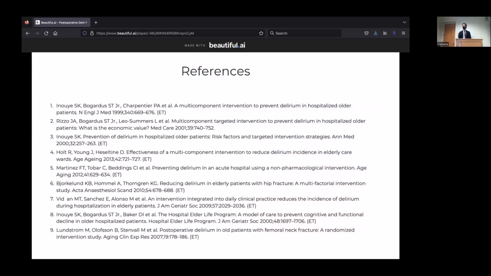So, Rob, thanks for that talk. So what percentage of patients do you see on the consult service would have a predicted probability of post-op delirium of greater than 5%? So that's a good question.